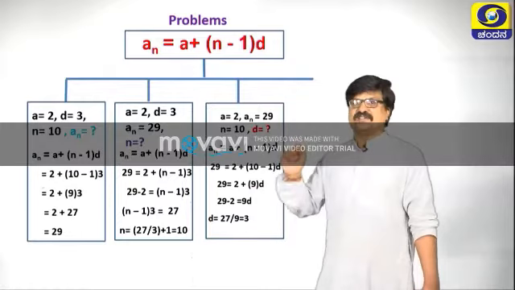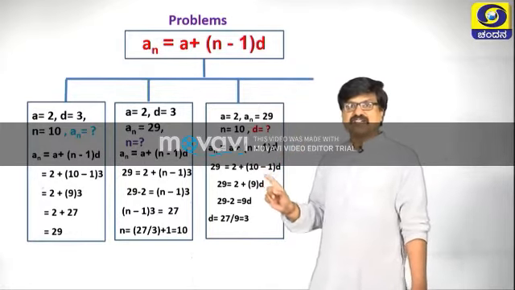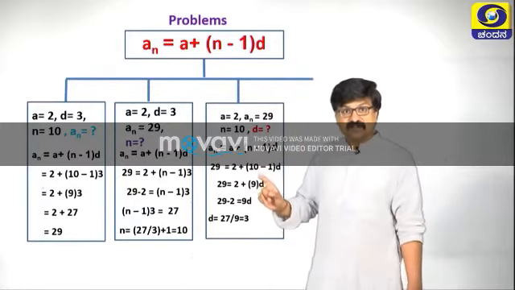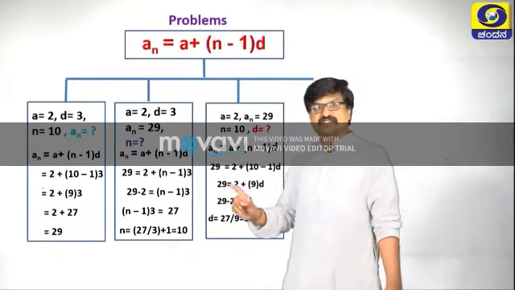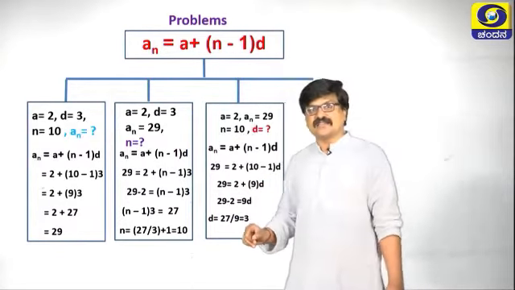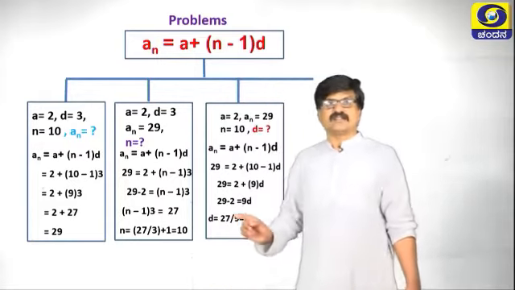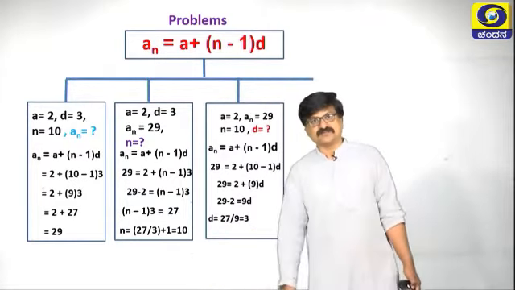Notice the simplification clearly. Here 10 minus 1 is 9. See, from here to here only we have simplified this part. Shifting to here, write 90 as it is. Like this, finally, we are getting the value of d as 3.